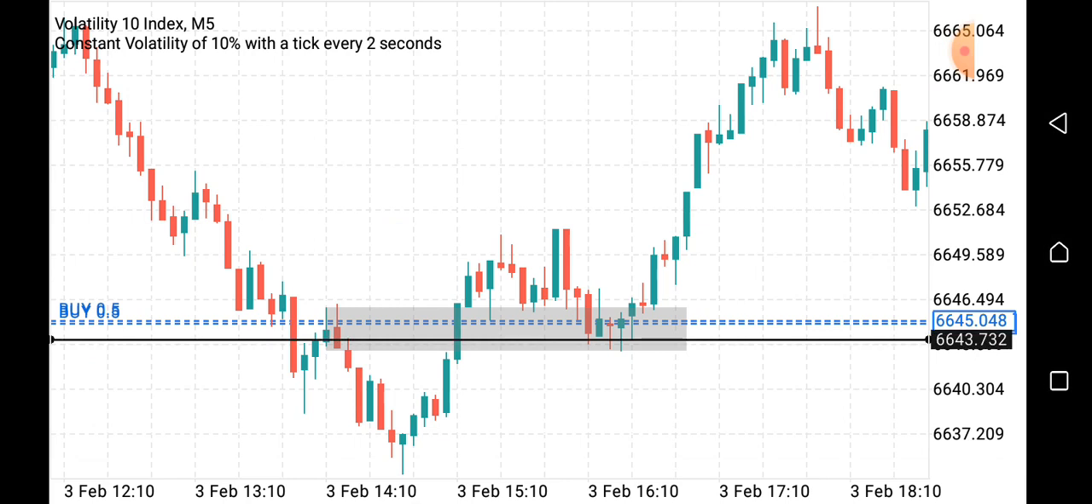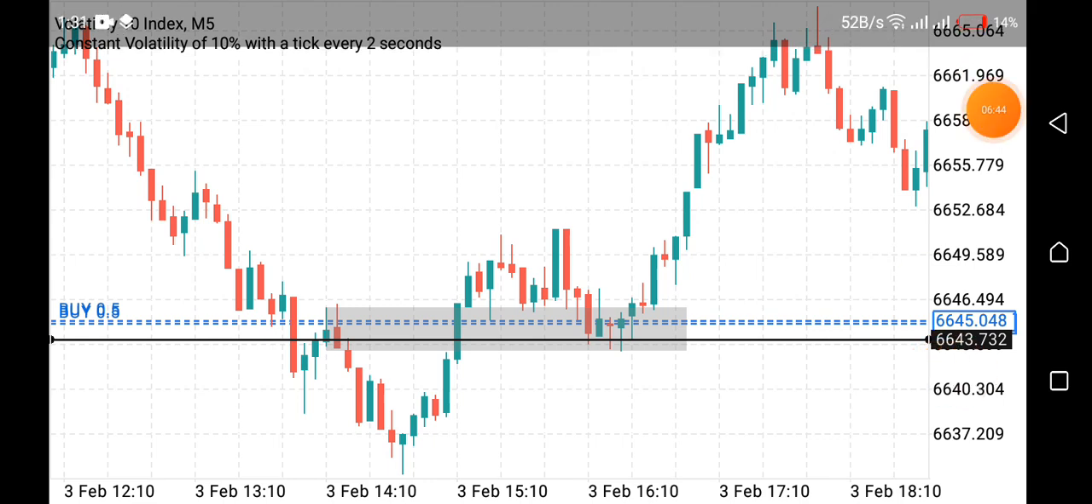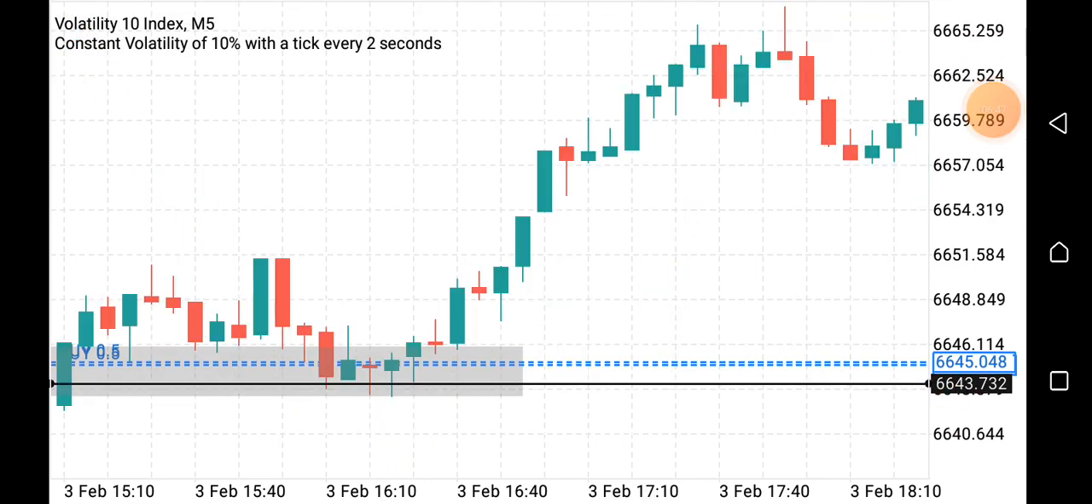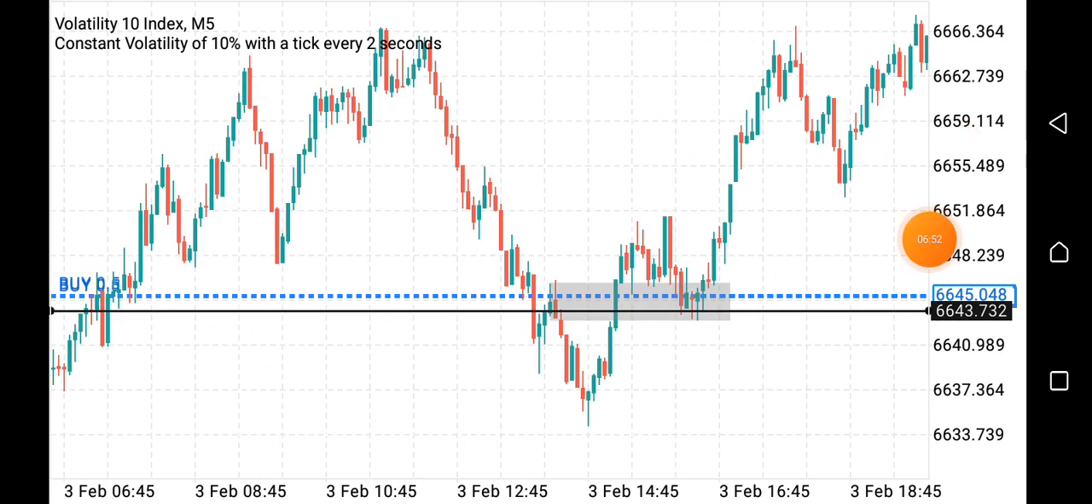So in volatility 10, we have these 4 digits. Let me try to zoom in. Okay, the zoom is not working for the digits. But you can see these 6, 6, 4, 3. Just follow this black line now. Look at the numbers: 6643.732, right? The numbers after the dot, the dot doesn't count. So focus on these 4 numbers before the dot.